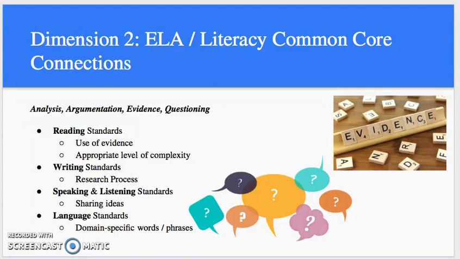The writing standards go into the research process. With all of these discussions, especially with the inquiry-based approach, we should be providing space for students to share ideas in an academic setting and be able to express their own views. And then the language standards are domain-specific words and phrases, for example, virtue, fiscal, spatial, and perspective. And some Common Core connections would be the use of analysis, argument, evidence, and questioning.